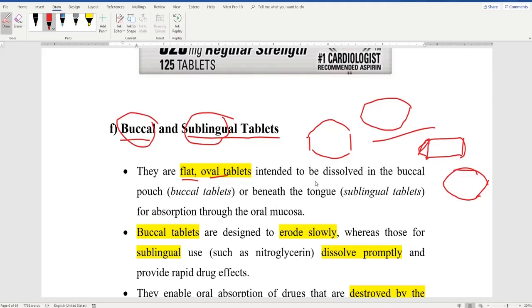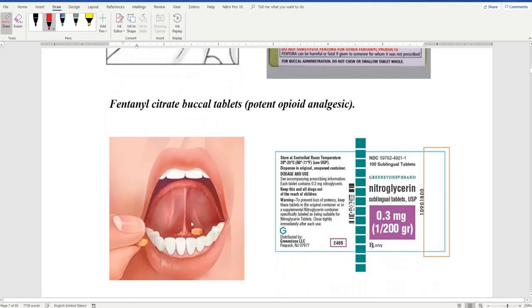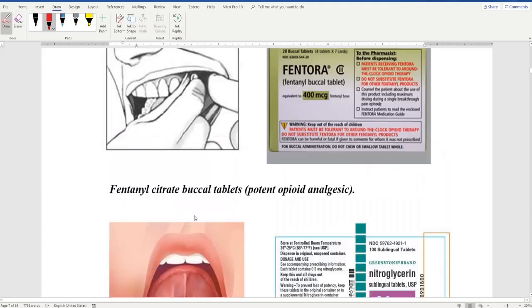these tablets are supposed to dissolve either in the buccal pouch, meaning the buccal area, the cheek, from inside the mouth. Okay, it's in the oral cavity but at the side, or beneath the tongue, which is the sublingual tablet. So we have two types of administration: buccal and sublingual. Look here, this is buccal and this is sublingual.